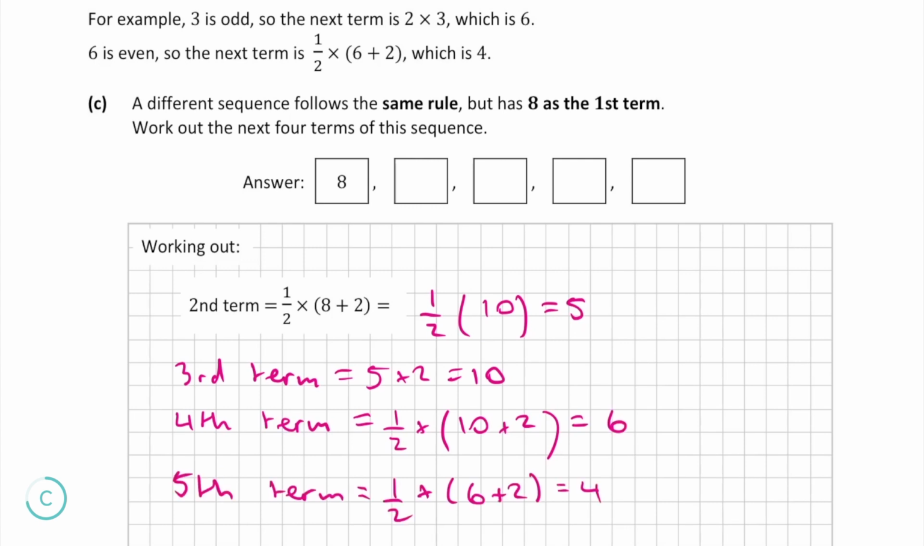Finally, for the fifth term, since 6 is even, we add 2 and multiply by a half, which gives us 4. And this sequence is going to repeat, since if we multiply 4 by 2, we get 8 again, which is the first term. So that's the answer for part C.